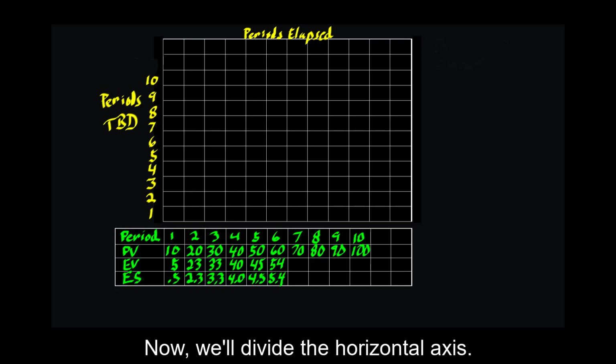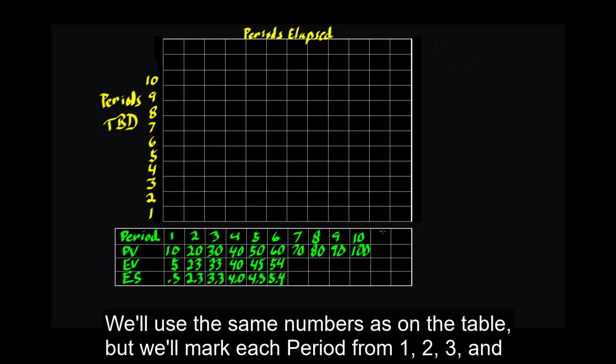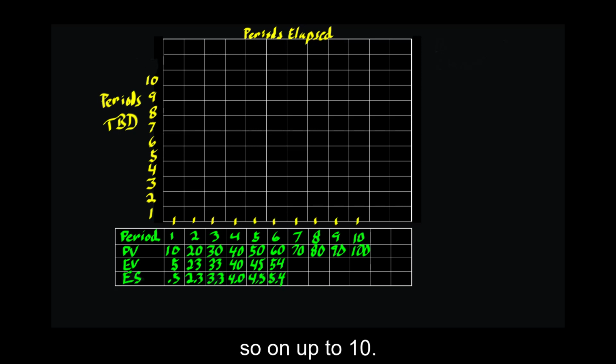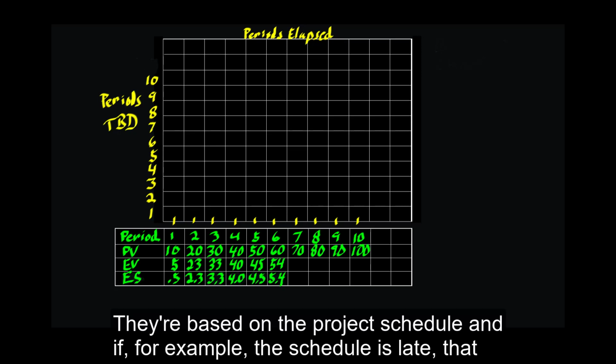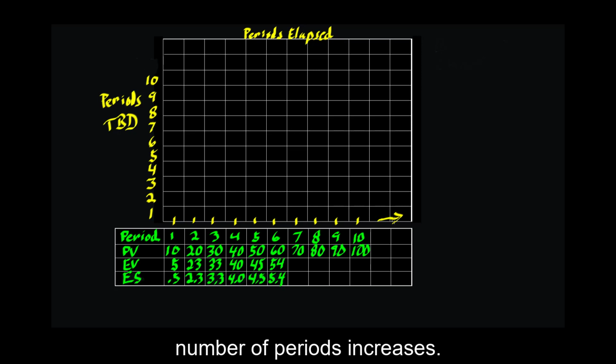Now we'll divide the horizontal axis. It's going to get divided into periods. We'll use the same numbers as on the table, but we'll mark each period from 1, 2, 3, and so on up to 10. Unlike the periods to be done, the periods elapsed can change over time. They're based on the project schedule, and if, for example, the schedule is late, that number of periods increases.